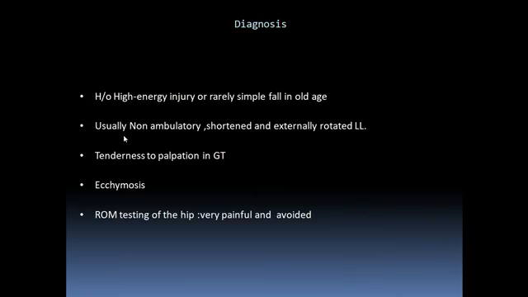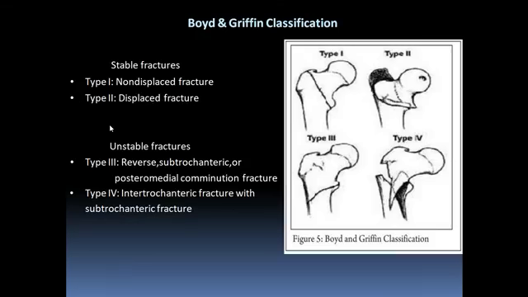And diagnosis: history of high energy injury or, rarely, a simple fall in old age, usually non-ambulatory, shortened and externally rotated lower limb, and tenderness to palpation on the greater trochanter. Ecchymosis is there in the proximal femur, and range of movement testing of the hip is very painful and to be avoided.